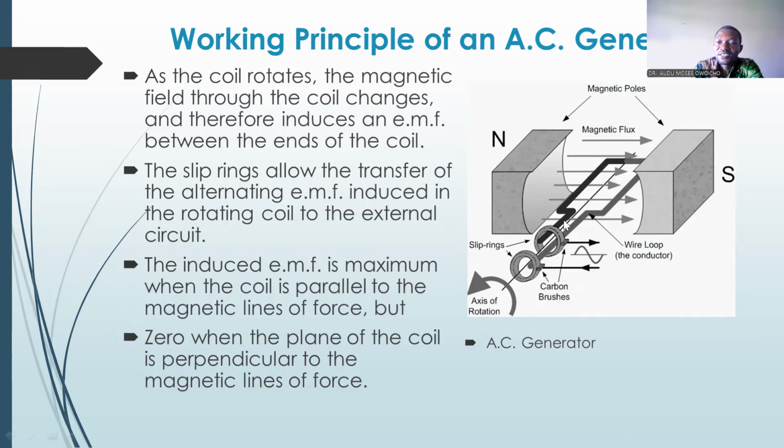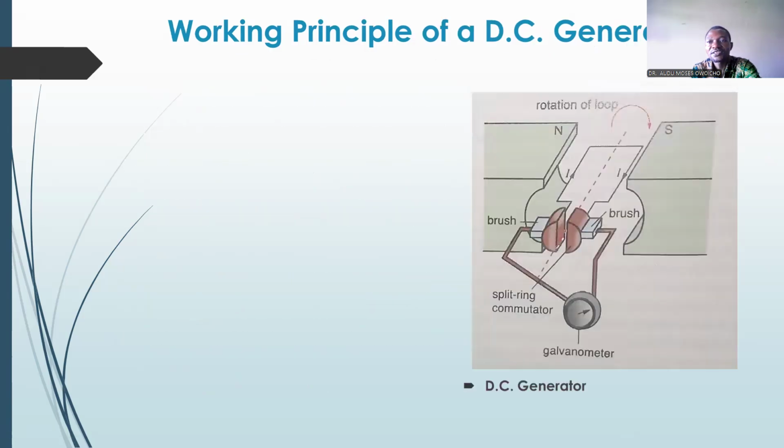So, as the coil rotates, it cuts through the magnetic flux. And according to Faraday's law, whenever there is a change in the magnetic flux, EMF is induced. So as the coil rotates, it changes the magnetic flux produced by the bar magnet. So this is the working principle of an AC generator.